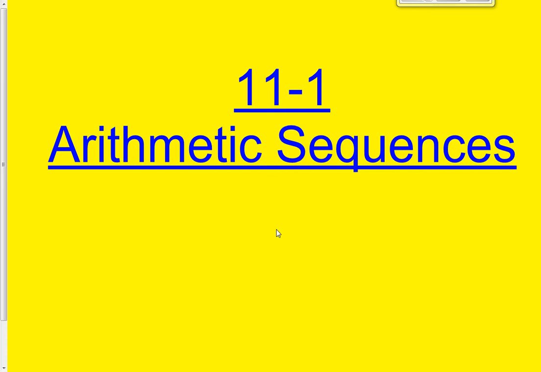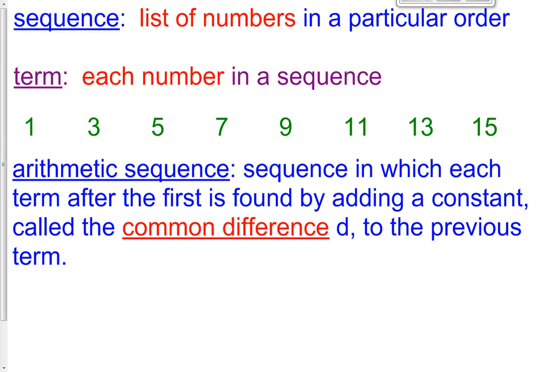Hi class, our next video lesson is 11.1. We're talking about arithmetic sequences today. A sequence is a list of numbers in a particular order. So it's not just a random order. These numbers are listed in a very particular order with a certain pattern.